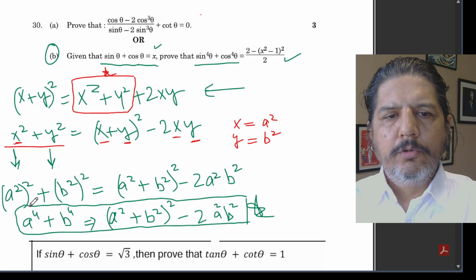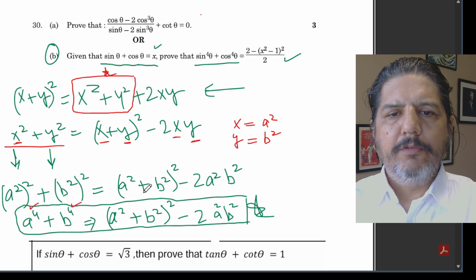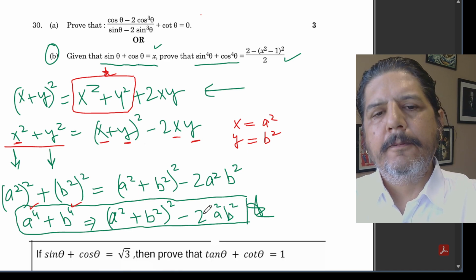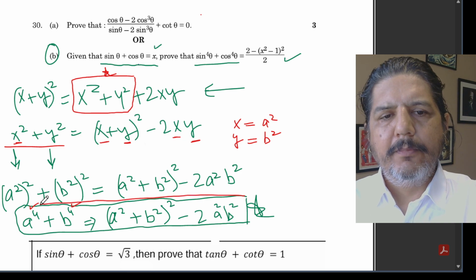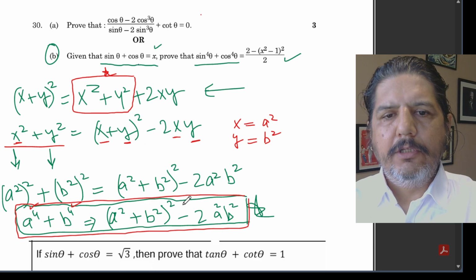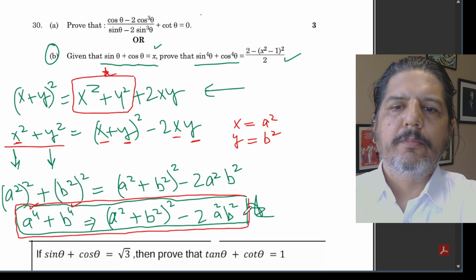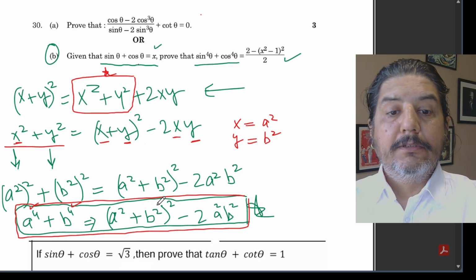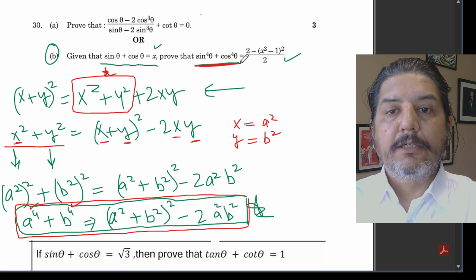So this would be equal to a^4 plus b^4 is equal to (a square plus b square) whole square minus 2a square b square. So this is the expansion which I'll be using in this question, that a^4 plus b^4 is equal to (a square plus b square) whole square minus 2a square b square. How I'll be using it is this.